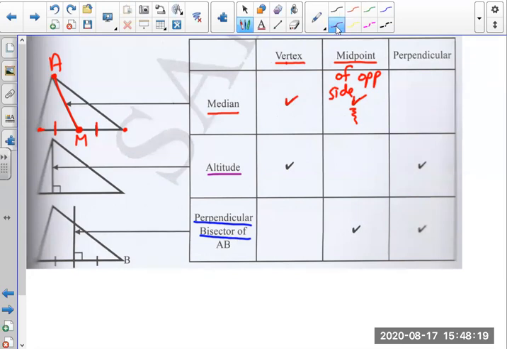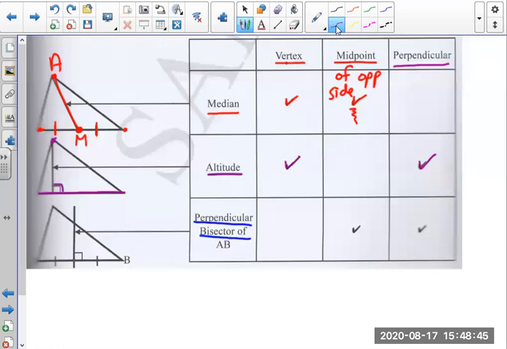What does the word altitude mean? It's again from the vertex, so you must know from where you want the altitude. You want it from that vertex again to the opposite side, but now it means perpendicular to the opposite side.